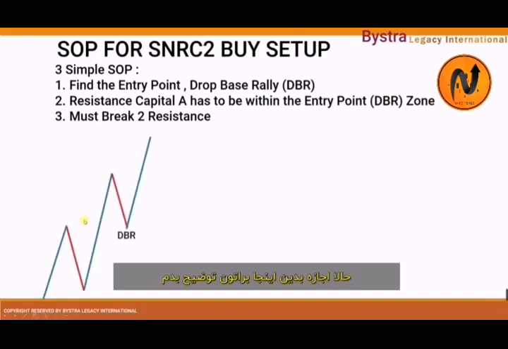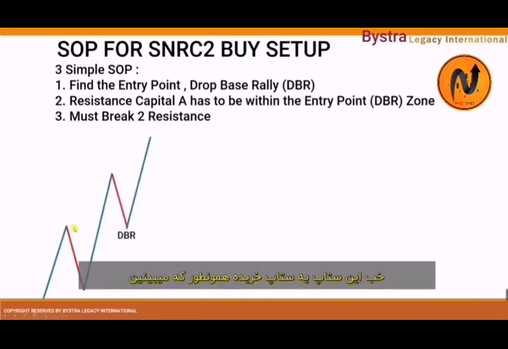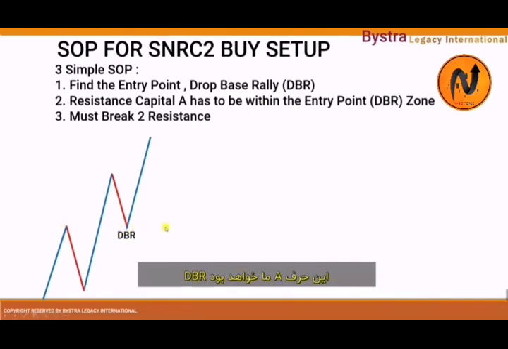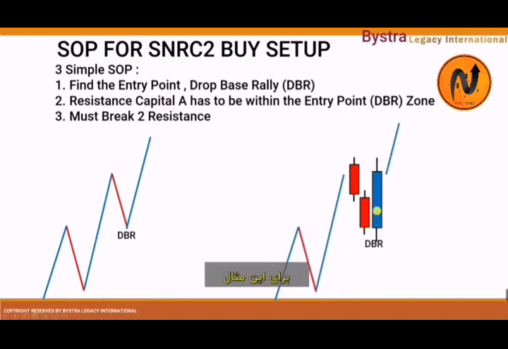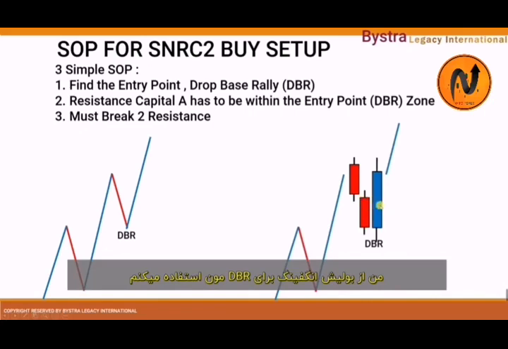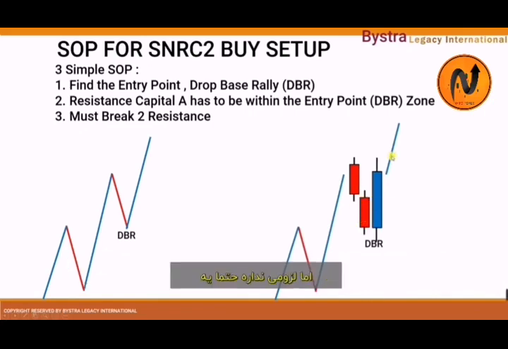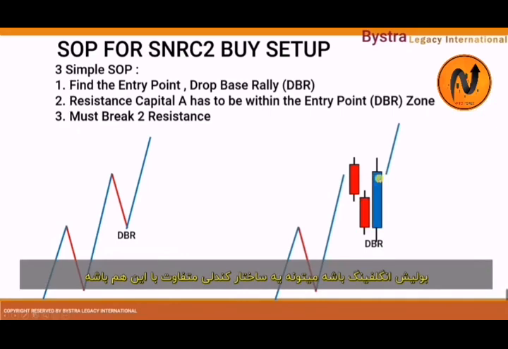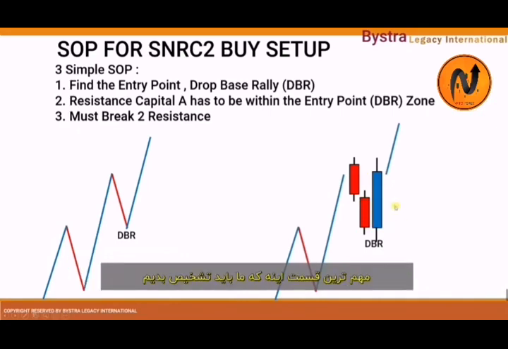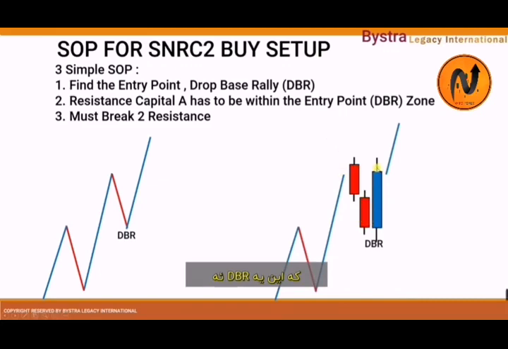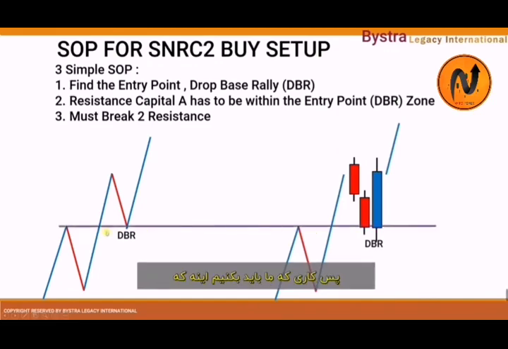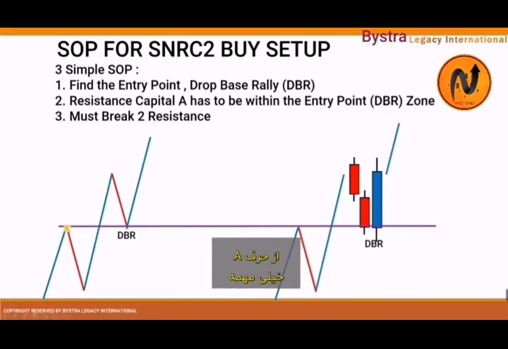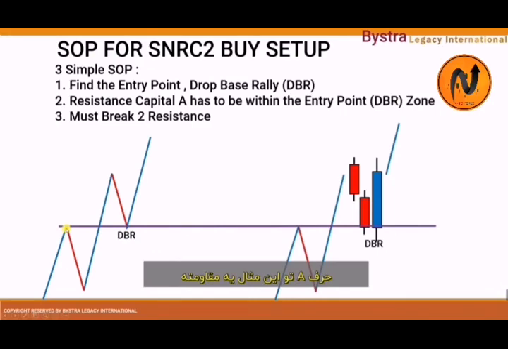Now let me explain to you here. This setup is a buy setup. As you can see, this will be our capital A, drop base rally. If you look at the candlestick, it will look something similar like this. For this example, I'm going to use the bullish engulfing as our drop base rally. It doesn't have to be a bullish engulfing. It could be a different candlestick as well. Most important part, we have to identify that it is a drop base rally, and it is aligned together with the capital letter A. So what we should do is mark a horizontal line at the capital A. Very important, the capital A in this case is the resistance.